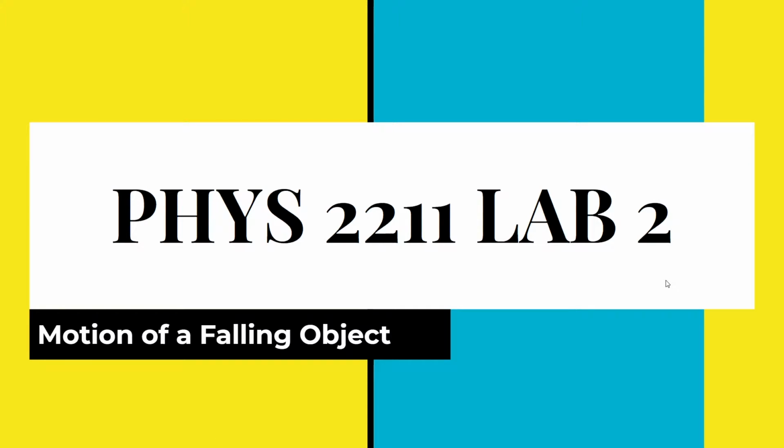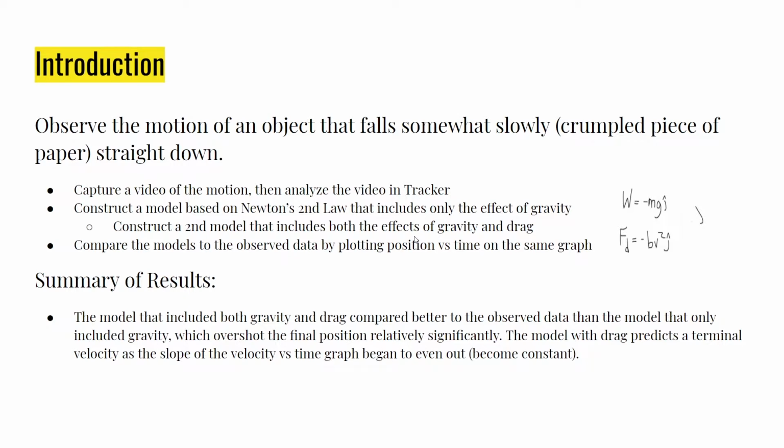I'll be going over Lab 2 for Physics 2211, Motion of a Falling Object. To start, our goal was to observe the motion of an object that falls somewhat slowly, straight down. I chose a crumpled piece of paper, captured a video of the motion, then analyzed the video in Checker.